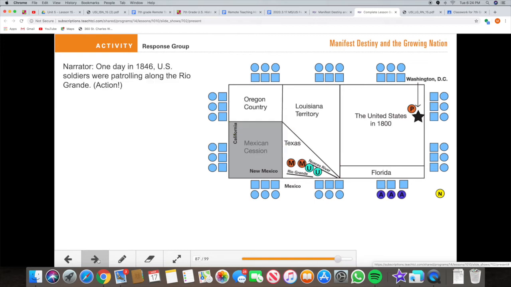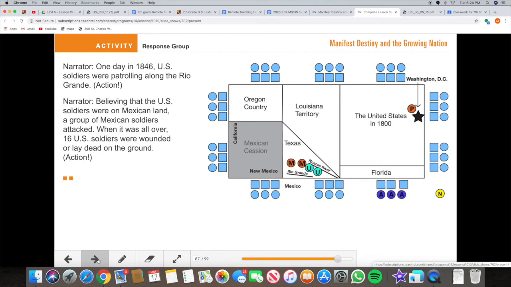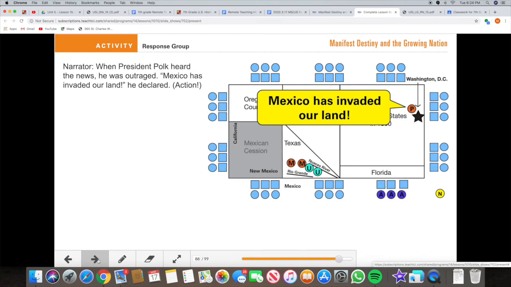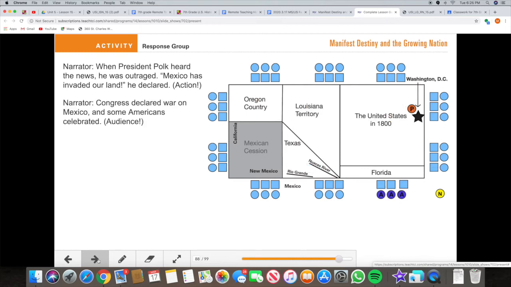One day in 1846, U.S. soldiers were patrolling along the Rio Grande. Believing that the U.S. soldiers were on Mexican land, a group of Mexican soldiers attacked. When it was all over, 16 U.S. soldiers were wounded or lay dead on the ground. When President Polk heard the news, he was outraged. "Mexico has invaded our land," he declared. Congress declared war on Mexico, and some Americans celebrated. "It is our manifest destiny."